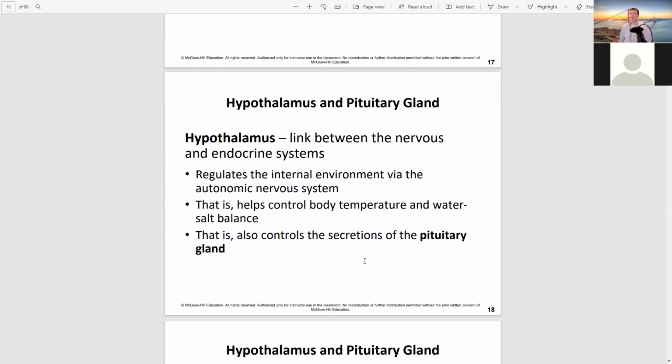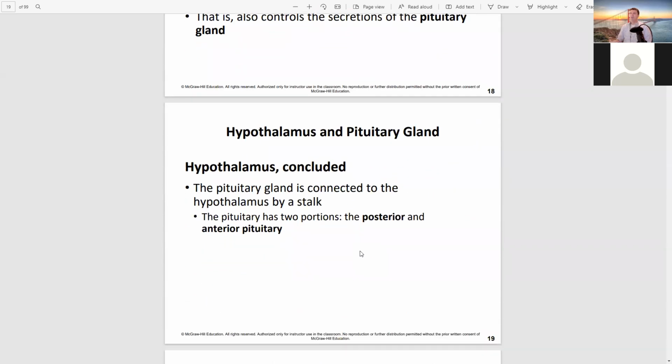So the hypothalamus is a link between the nervous and endocrine systems. It regulates the internal environment via the autonomic nervous system. It helps control body temperature and water salt balance, and also controls the secretions of the pituitary gland. The pituitary gland is connected to the hypothalamus by a stalk, and the pituitary has two portions, the posterior and anterior pituitary.